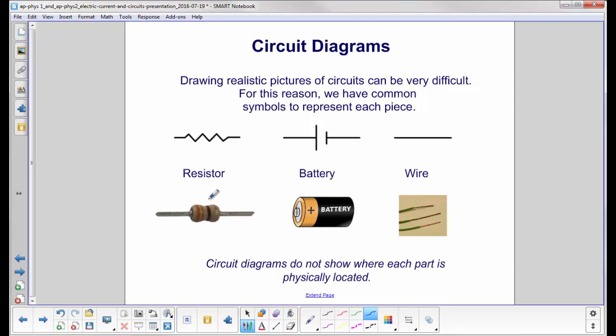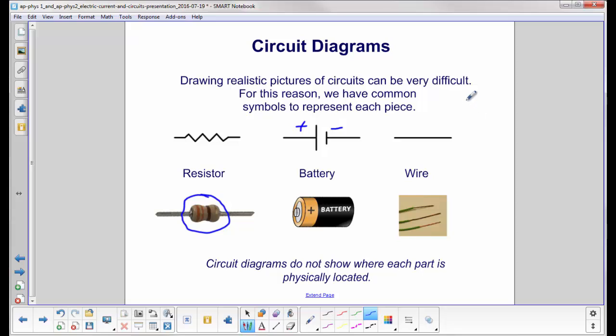This is what a resistor looks like in real life. That would be a pain if you had to draw that every time you wanted to do a circuit. So a resistor is drawn like this, with these little hatchy things here. A battery is drawn like this, where the longer vertical piece here is the positive side, and the shorter piece is the negative.